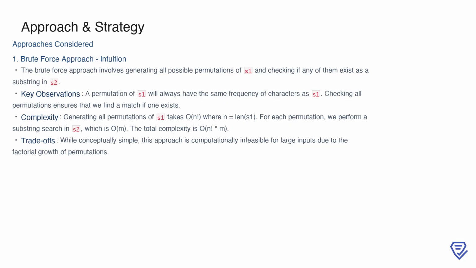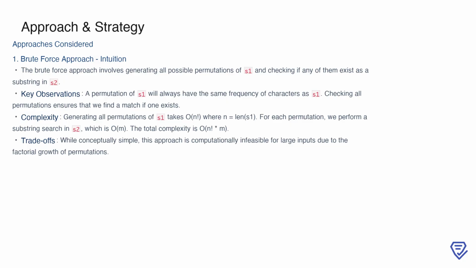The intuition here is straightforward: generate all possible permutations of the string S1 and check if any of these permutations appear as a substring within S2. The reasoning behind this is that any valid permutation of S1 will have the exact same frequency of characters as S1, so by generating all permutations, we guarantee that we find a match if it exists. However, this approach comes with significant computational overhead.